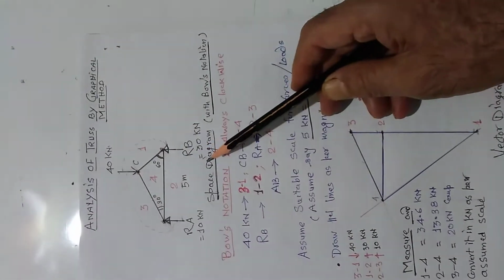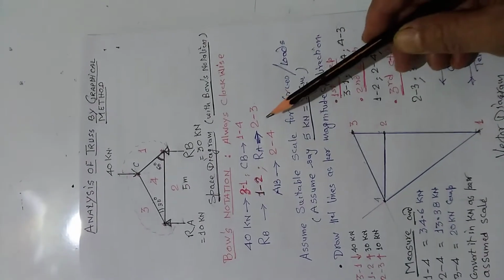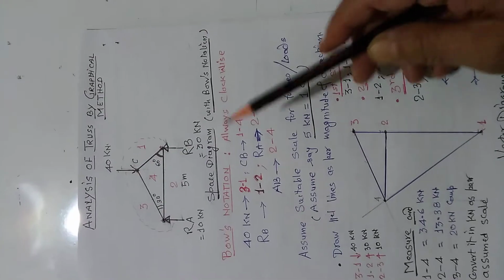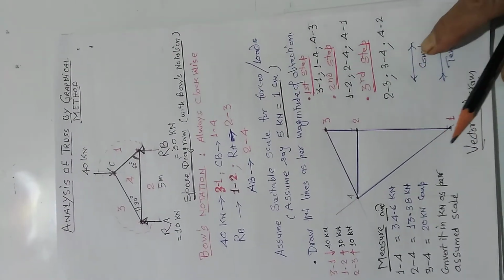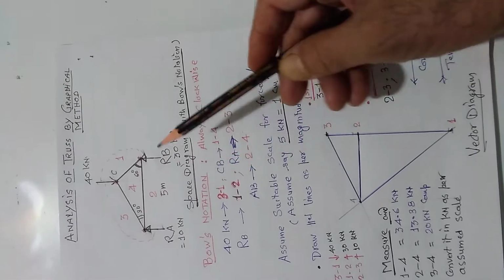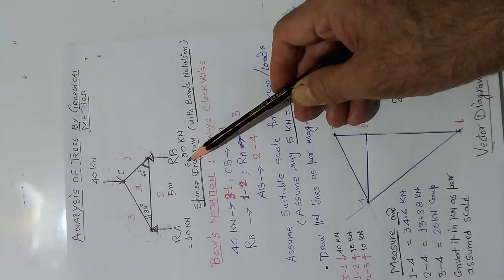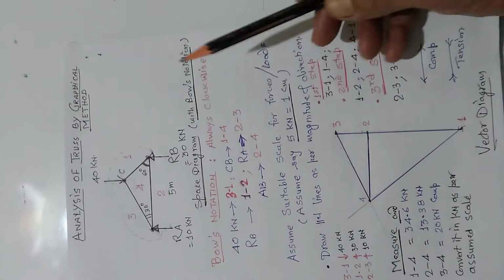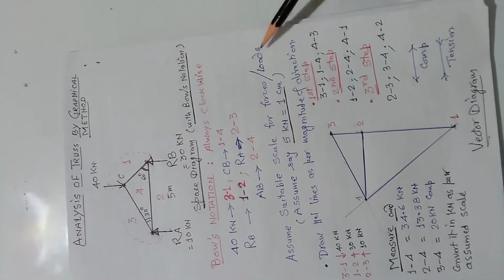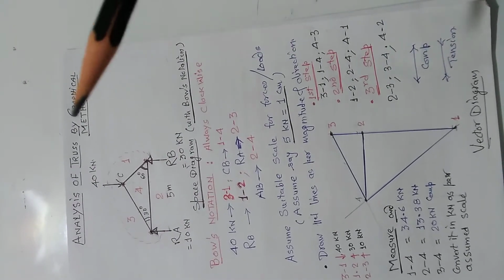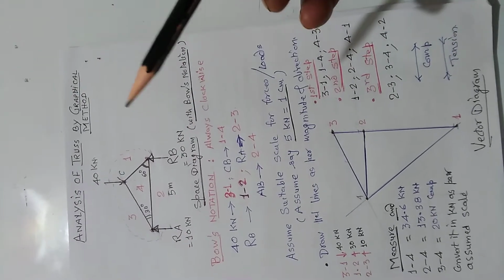After giving the Bow's notation and finding out the reactions Ra and Rb, we have to start making the vector diagram. For that, now assume a suitable scale. Suppose this is 10 kilonewton, this is 30 kilonewton, this is 40 kilonewton. Assume the scale as, say, 1 centimeter equals 5 kilonewton. And start from any of the known forces, which are already given to you.